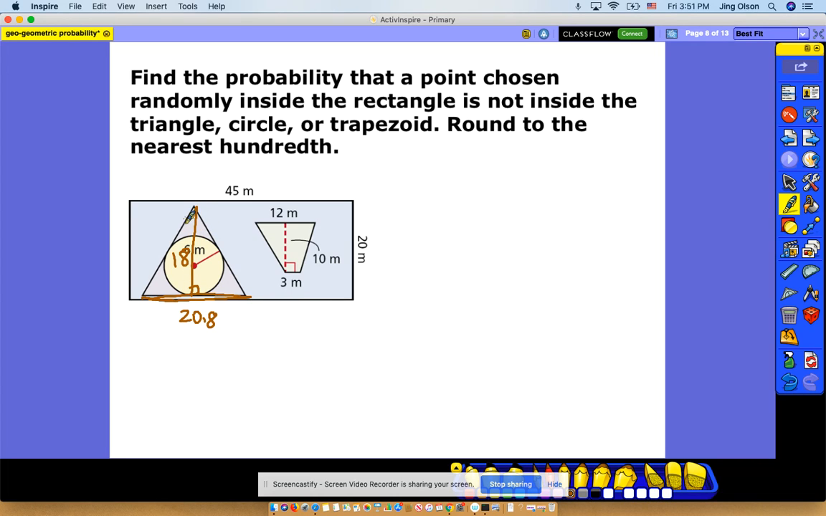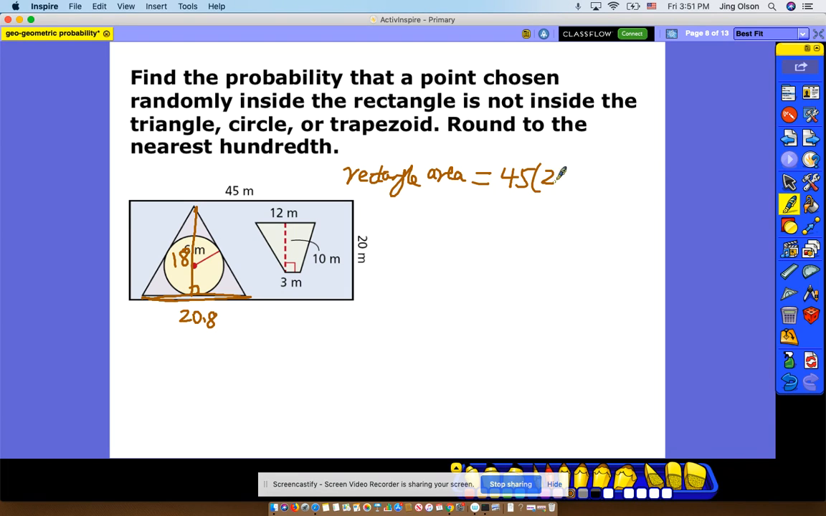So we're going to use these two numbers to find the area of the triangle, and then find the area of the trapezoid. Then we will subtract both from the rectangle. So maybe we'll do the rectangle first. The rectangle area is length times width. So 45 times 20, which is 900 meters squared.